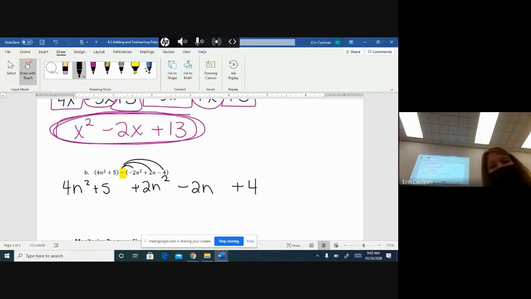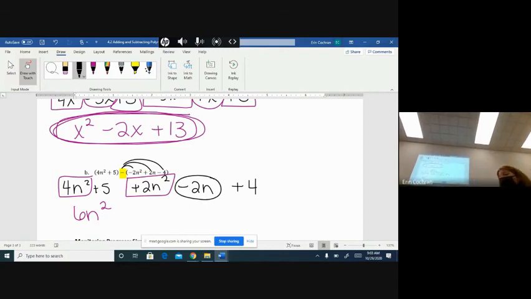Okay. Now, do you guys want to do this horizontally or vertical? Horizontally, okay. All right, so 4n squared and 2n squared. What do we get? 6n squared. Okay. Now, to keep it in standard form, what would I add next? Would I add the 5 or the negative 2n? The negative 2n. And that negative 2n, can I combine that with anything? No, so we write it as minus 2n.